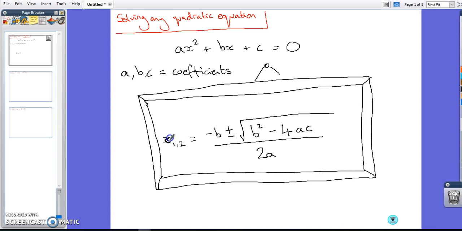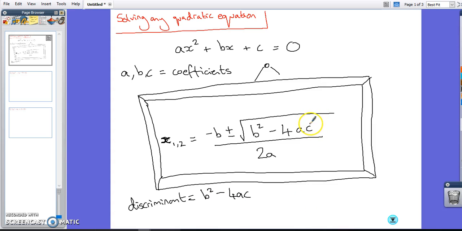You might find in some examination papers you're given this formula, but I would say that things change all the time, so it is worth learning it. And also, learning it means a familiarity with how to use it. You'll notice here that we have a square root. And what's under this square root is called the discriminant. That's b squared minus 4ac, and it gives us really important information about how many solutions it has.